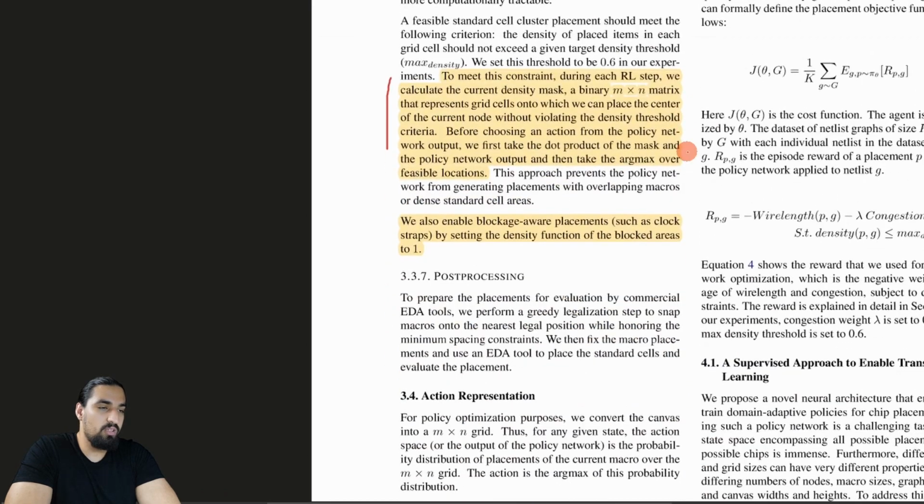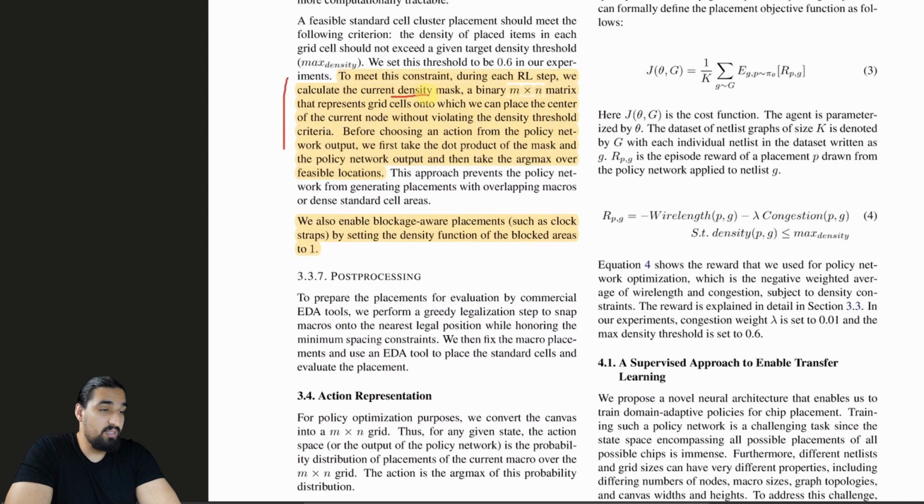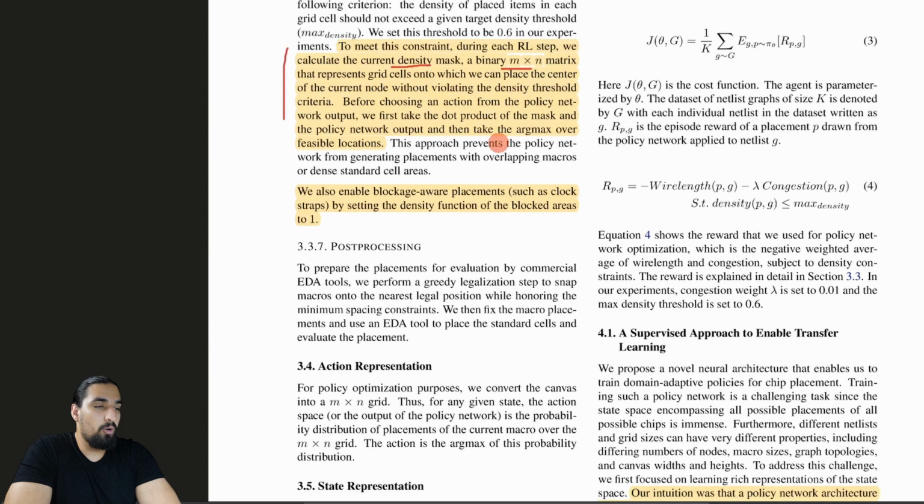So basically, to meet this constraint, during each RL step, we calculate the current density mask, a binary m times n matrix that represents grid cells onto which we can place the center of the current node without violating the density threshold criteria. Before choosing an action from the policy network output, we first take the dot product of the mask and the policy network output, and then take the argmax over feasible locations. So that's the process I just explained.